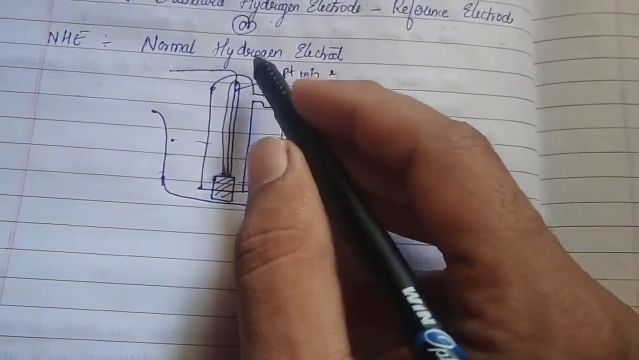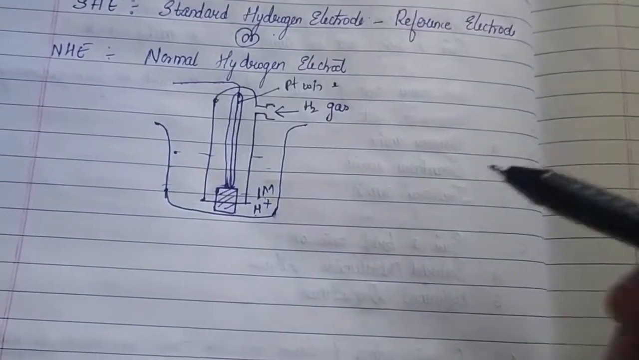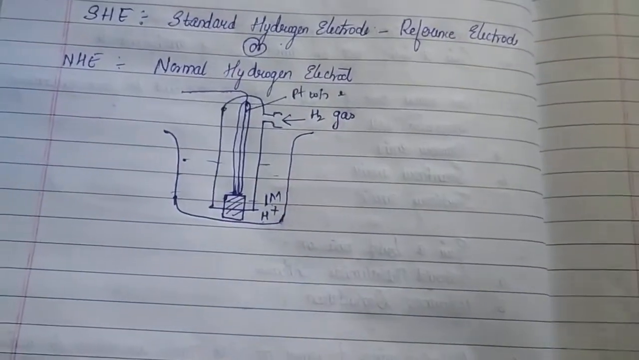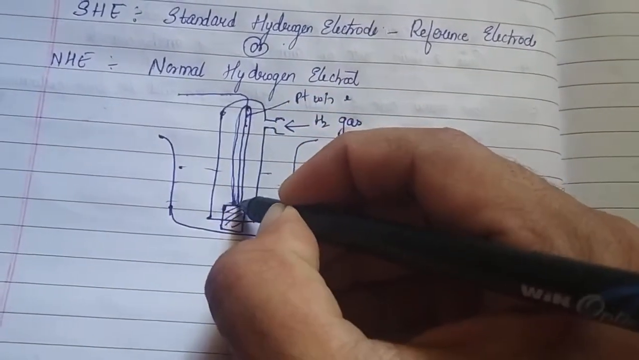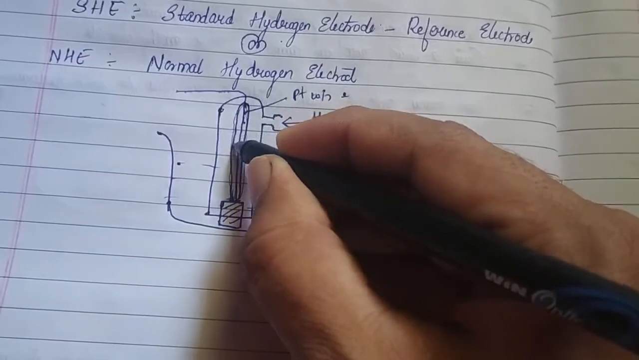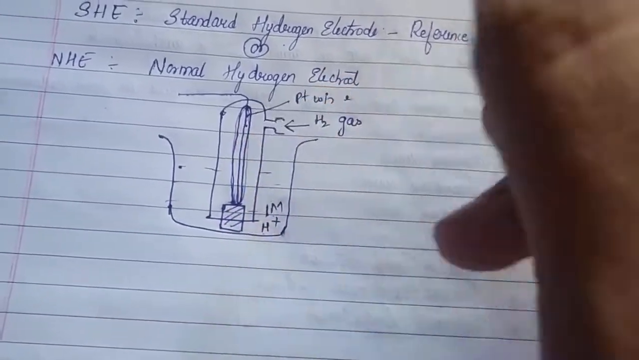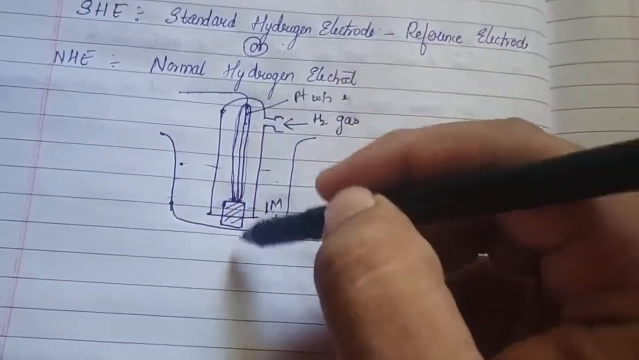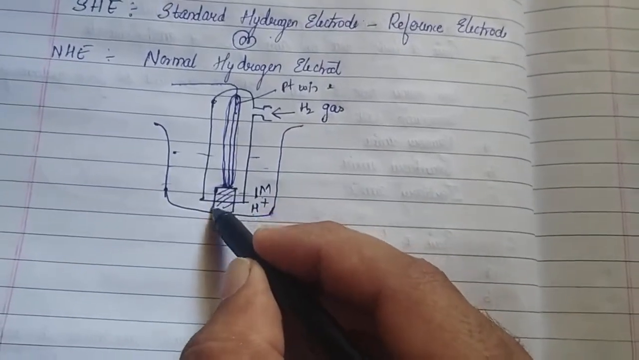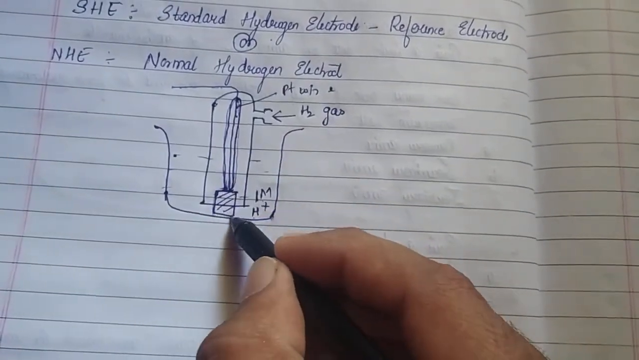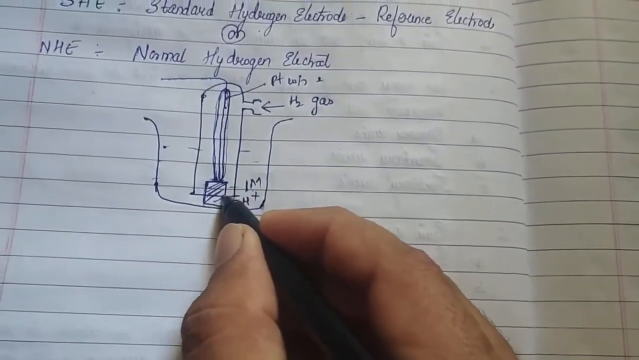This platinum wire is once again coated with platinum, called platinum black. This platinum wire is sealed in a glass tube. Whatever outer part you're seeing, like a hot dog, it is a sealed glass tube. Inside that sealed glass tube you will have your platinum wire. At the end part, it consists of a platinum foil. This is your platinum foil.